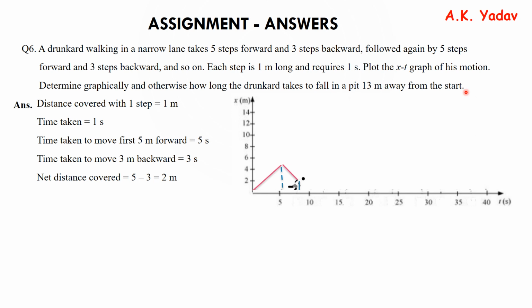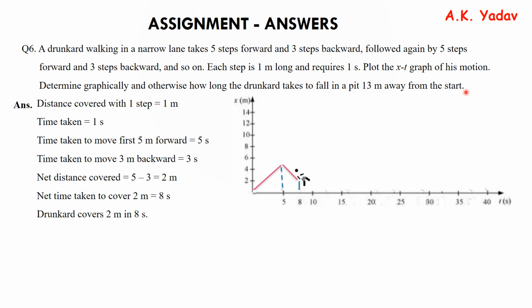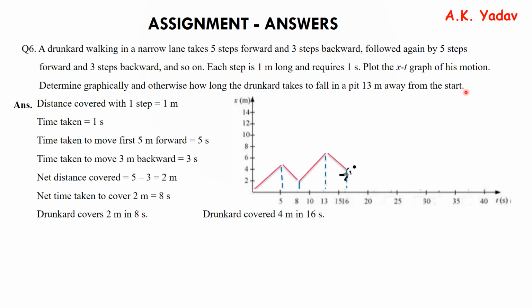Now what is the net distance? 5 minus 3, that is 2 meter. Net time taken is 8 seconds, the first 5 seconds plus 3 seconds. So in the first 8 seconds he covered 2 meter. Again 5 steps forward, that gives 13, then 3 steps backward, that gives the position at 16 seconds. So 4 meters in 16 seconds.